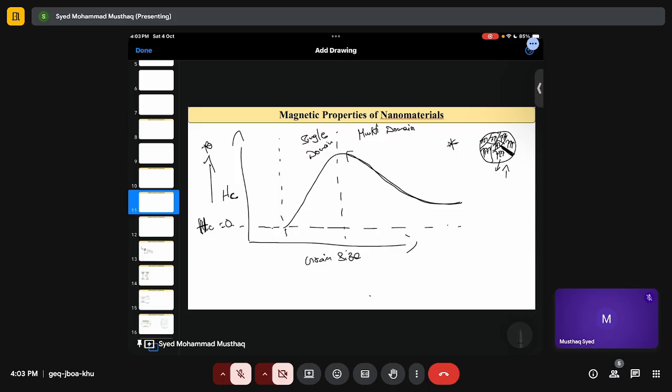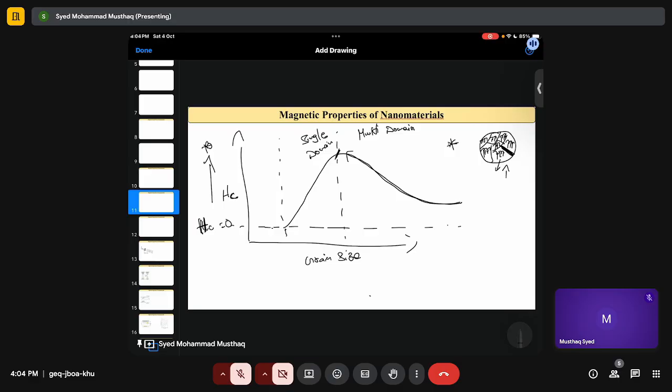Now what's happening is, whenever I'm trying to decrease the grain size, my HC will increase, right? And after reaching a certain value, there will be a single domain. You cannot have all the domains. It's not like the Hall-Petch correlation. You are just decreasing your grain size, there are more and more grain boundaries, and then you will have this thing.